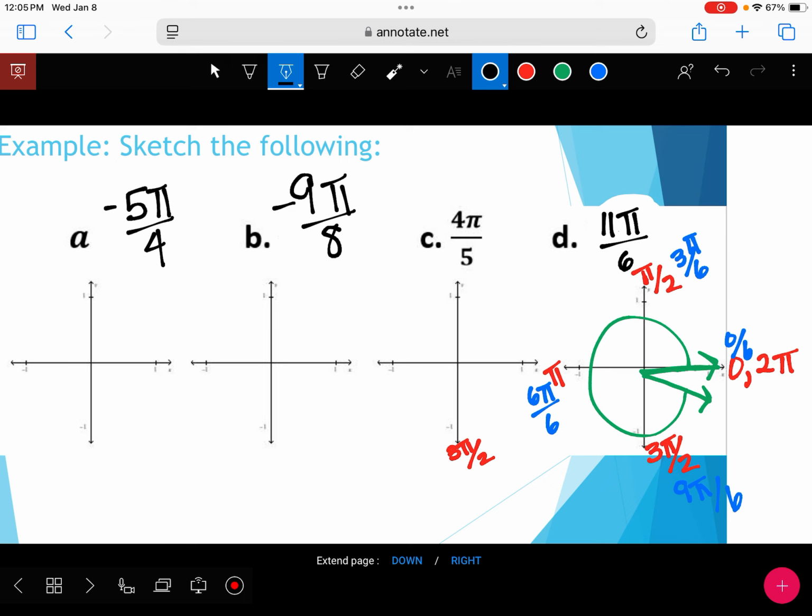So you kind of just have to think about it because we don't have the luxury of a calculator. We can't just do 9 divided by 8 and see if we get a number bigger than 2.